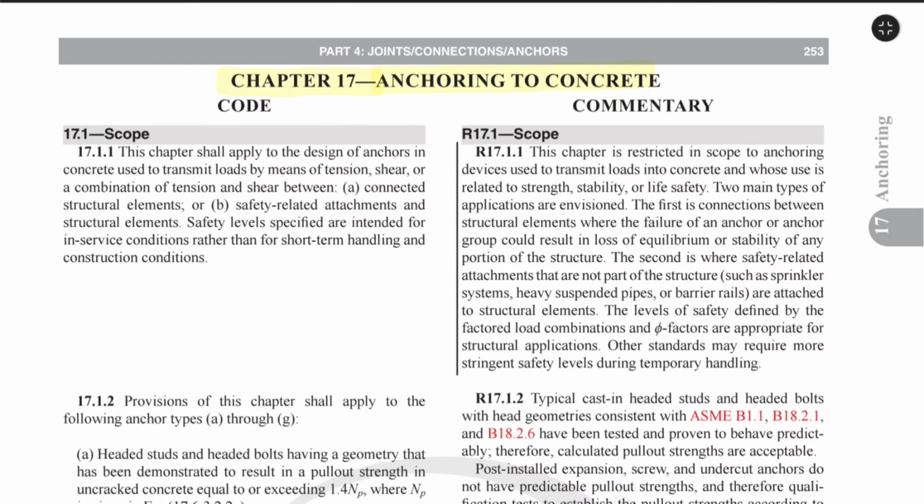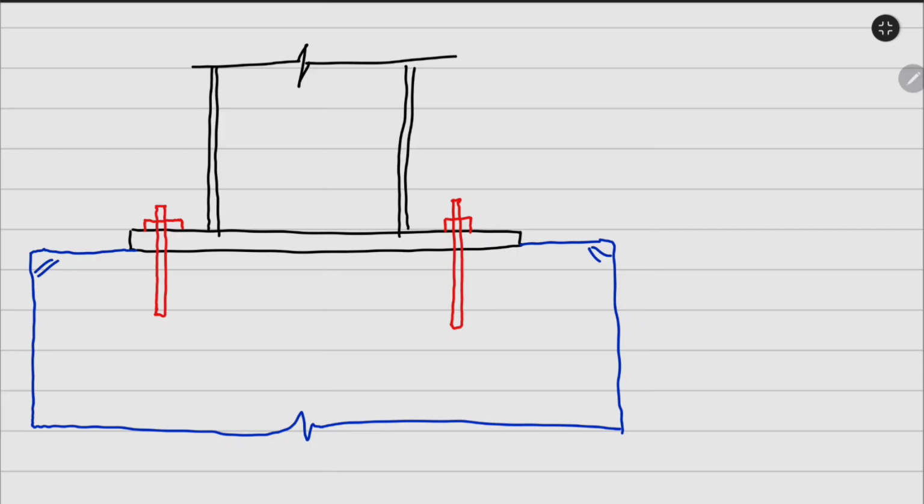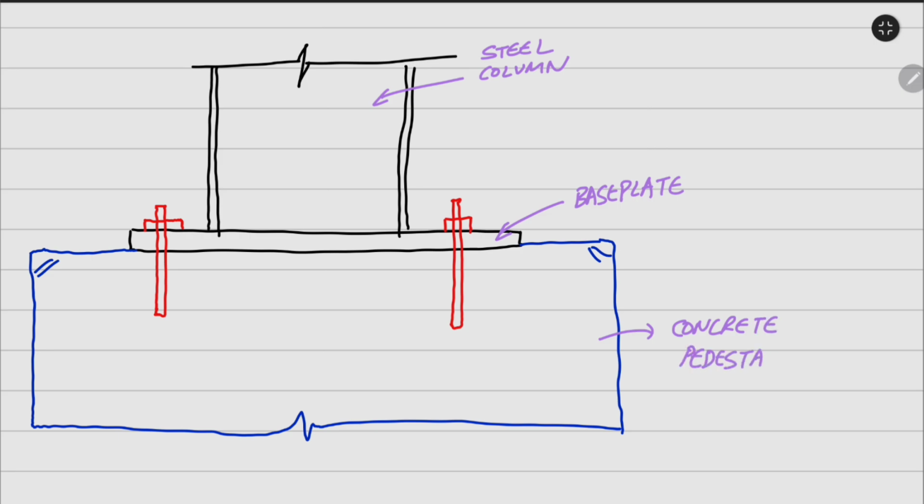So let us start with the very basics: what is an anchor bolt, base plate and concrete pedestal. Now we can see that this is a column, a steel column, and this is the base plate, and this is the concrete pedestal, and these are the anchor bolts.